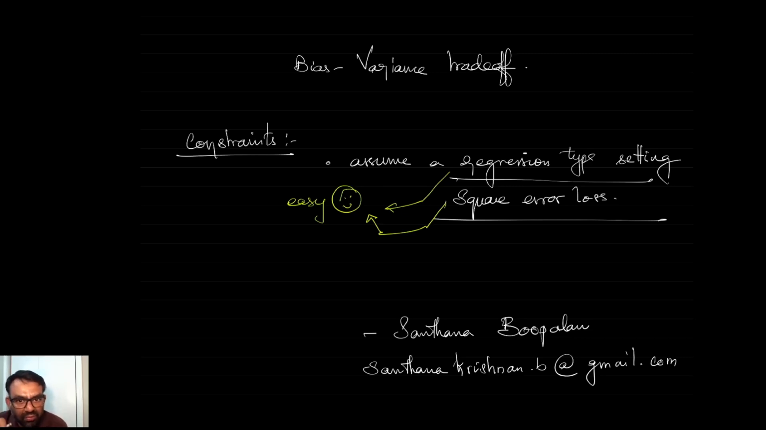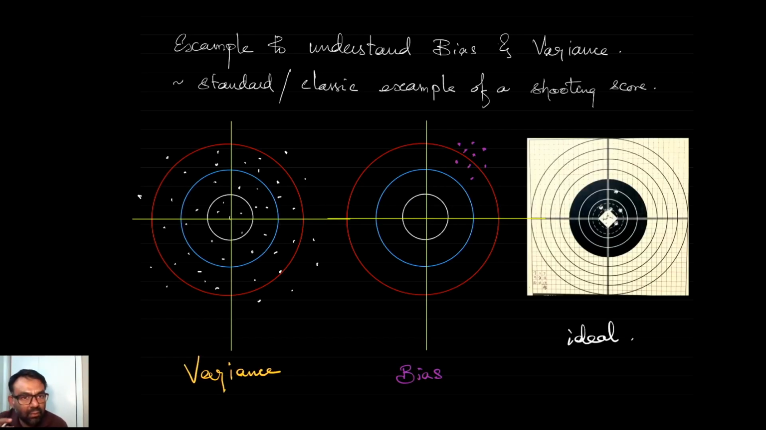Today I'm going to talk about the bias-variance trade-off in a regression setting with a squared error loss. My name is Santana. Before we actually discuss the perspective of bias variance from a machine learning algorithm point of view, let's just define a few terms with an example.